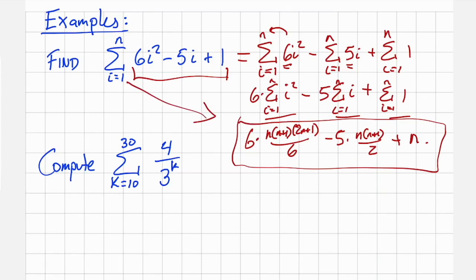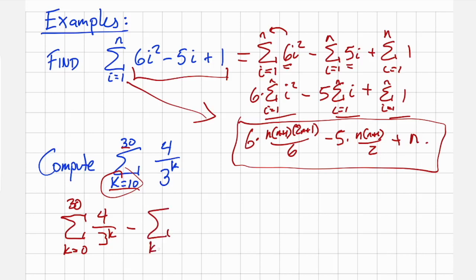Let's consider the sum from k goes from 10 to 30 of 4 over 3 to the k. This is a geometric series, but the index starts out at 10 instead of at 0 or 1. So let's rewrite this summation as a summation where k starts off at 0 and goes up to 30 of 4 over 3 to the k, and subtract off the other terms, the terms from k equals 0 to 9 of 4 over 3 to the k.